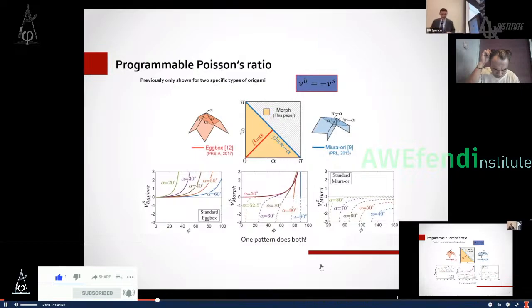And just to summarize this, then we have here in this design space the angles of the pattern that are alpha and beta, and if all of them are equal, then it's an egg box. If they are alpha and pi minus alpha, it's a Miura. In plane, we have seen that the egg box has positive Poisson ratio, the Miura has negative, but the morph, you can actually switch, okay?